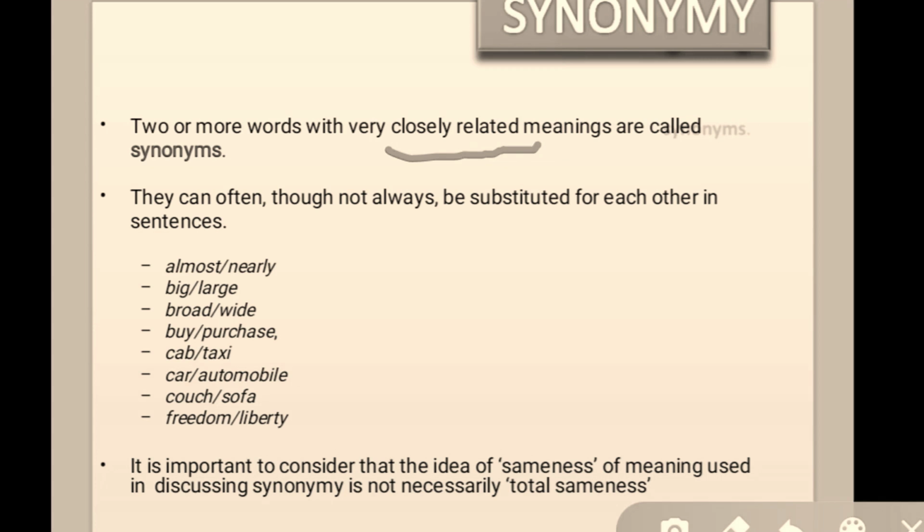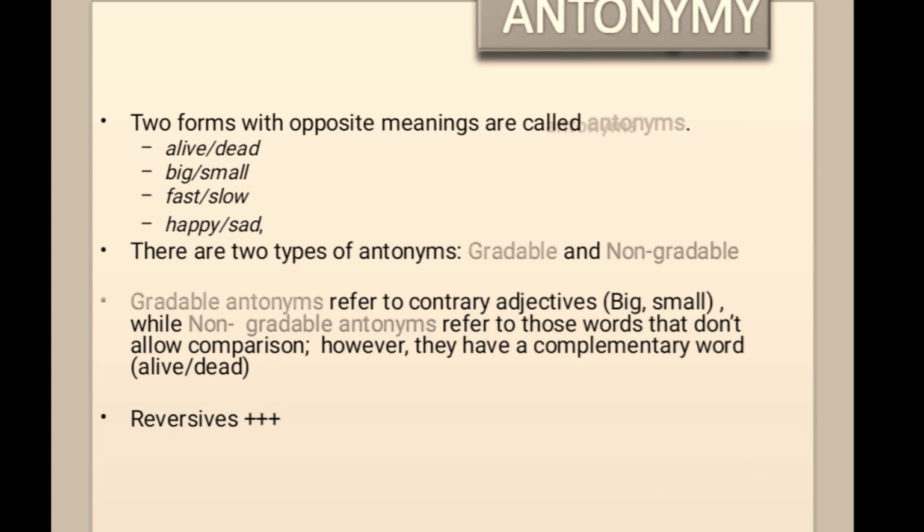The point that you need to remember is that the sameness of meaning used in discussing synonymy is not necessarily total sameness. When we say words are closely related, it doesn't mean that 100% one word is totally related to another word. This is about the concept of synonym. I hope you have understood this concept.